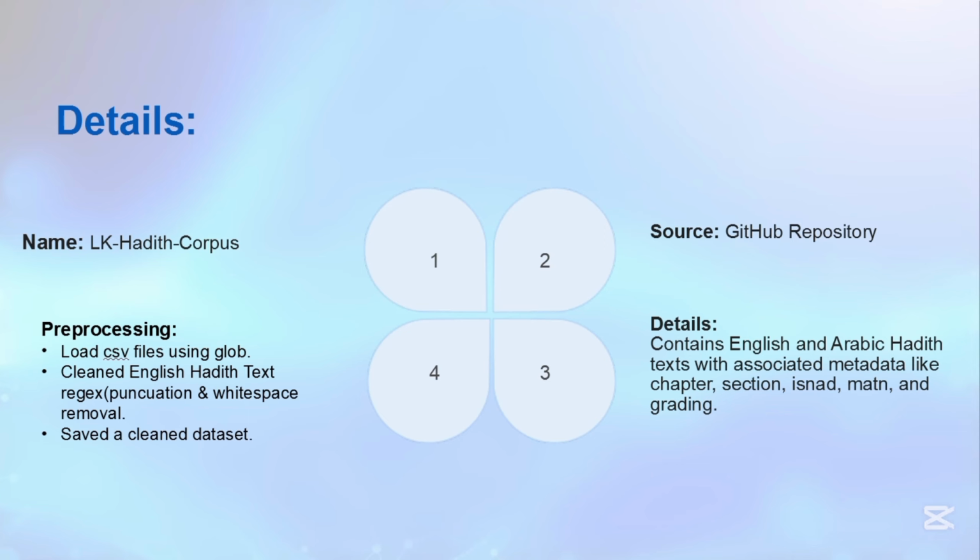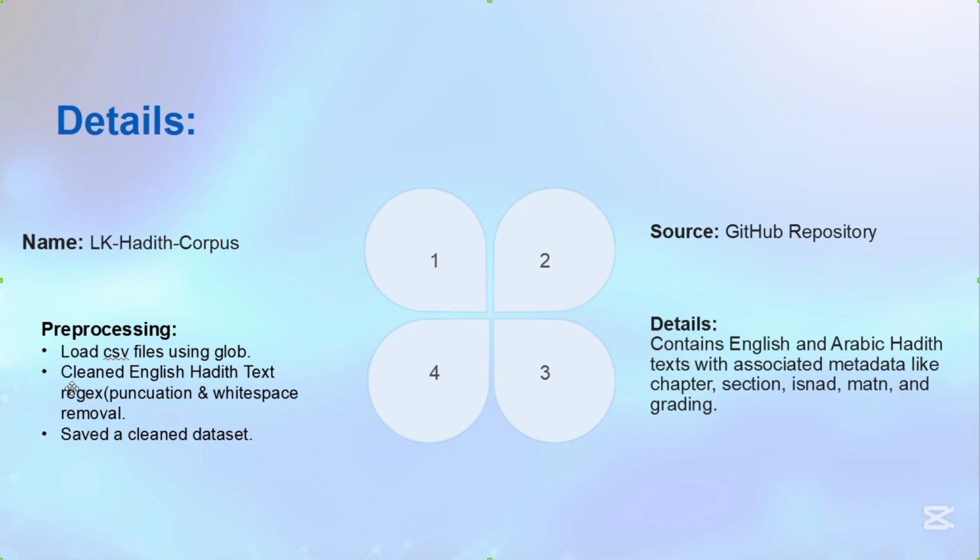Here is some basic information regarding the dataset that we are using in our project. You can also find it on my GitHub repository. I will mention the link in my description box. You can also directly search on Google for LK Hadith Corpus and you will find it. This dataset contains multiple books of ahadith, so we will deal here with multiple CSV files of data. So we will use the glob library for the extraction of the data from different folders.